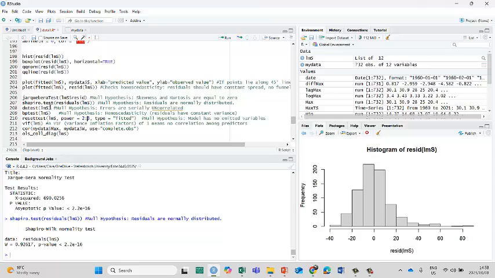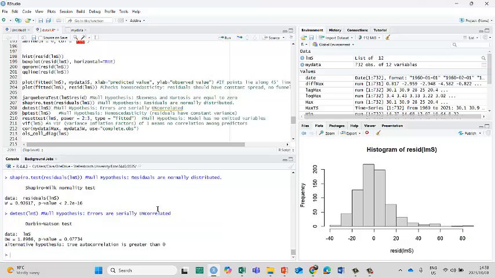Then, so that's two tests that we're performing, normality. Then we're looking at the Durbin-Watson test. Okay, let's run the Durbin-Watson test. What is the null hypothesis? The errors are serially uncorrelated. It tells us here, alternative, the true autocorrelation is greater than 0.